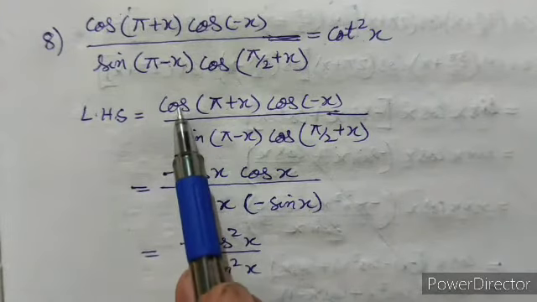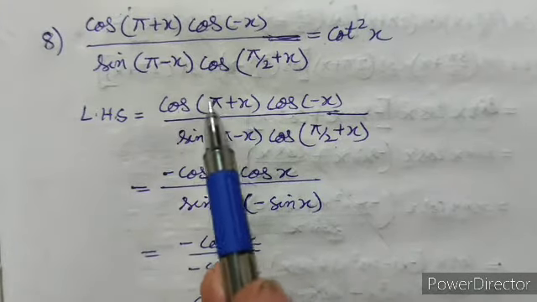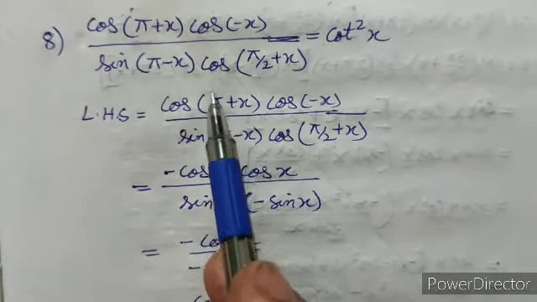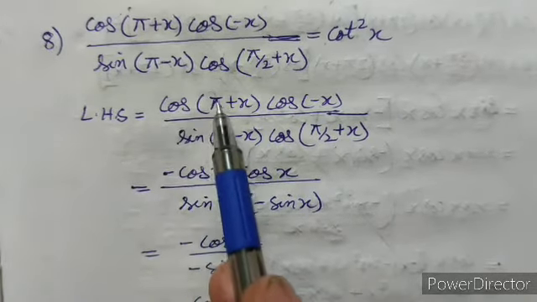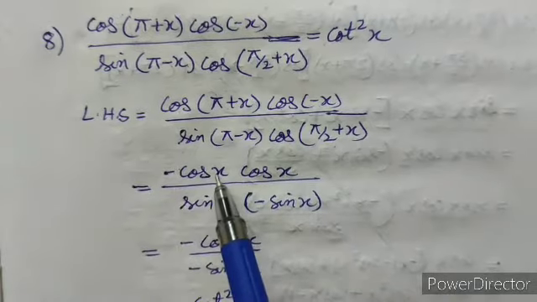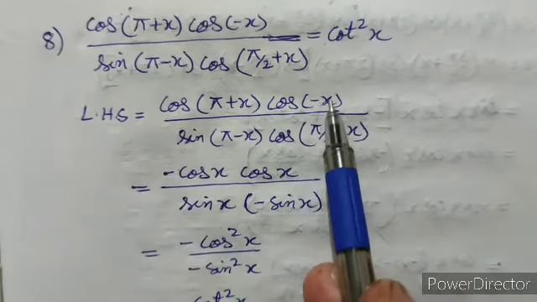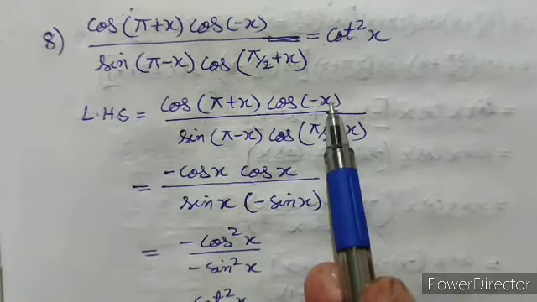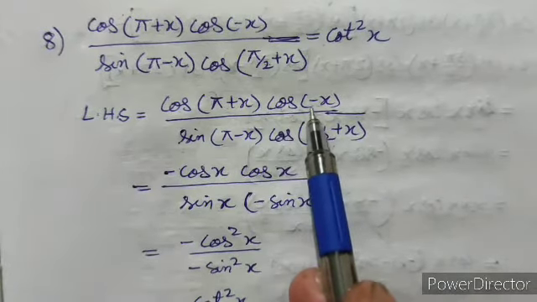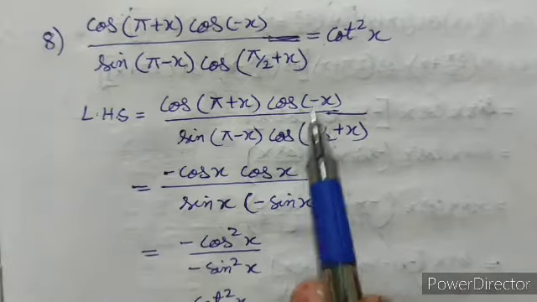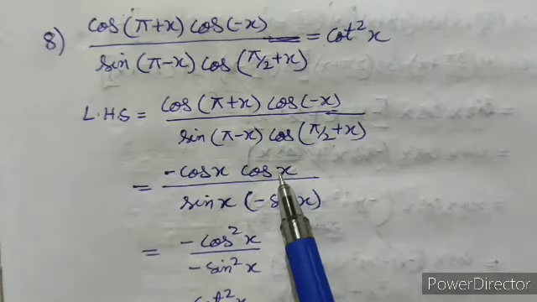Now cos(π + x), now π + x lies in the third quadrant and cos is negative in the third quadrant. So cos(π + x) will be equal to minus cos x. Cos(−x) lies in fourth quadrant, and in the fourth quadrant, you can say cos is positive. So cos(−x) will be equal to cos x.